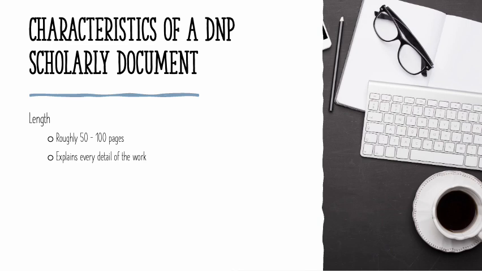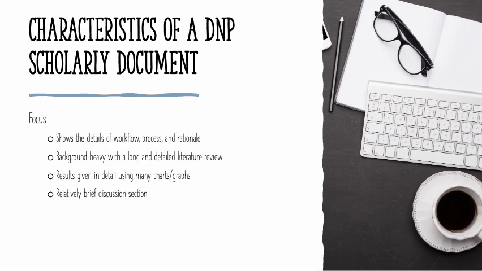So first, let's talk about characteristics of a DNP scholarly document. DNP scholarly documents are relatively long, roughly 5 to 100 pages, and they explain every detail of the work. This is your first doctoral level work, and you need to show every detail to demonstrate that you've mastered the competency at the doctoral level. And in the future, that changes because you've done that, shown that competency.